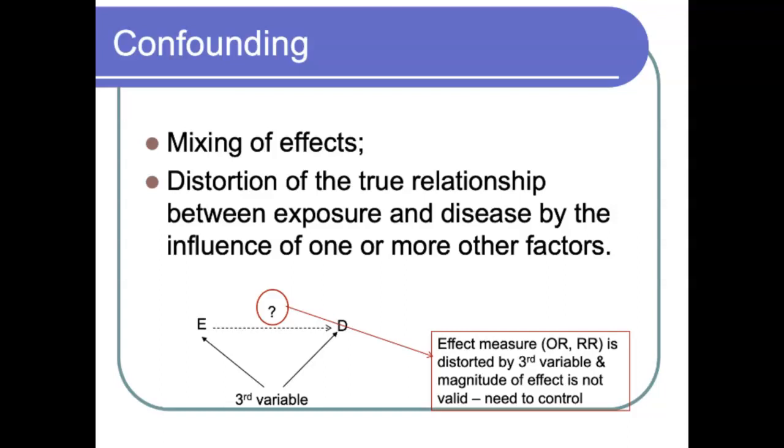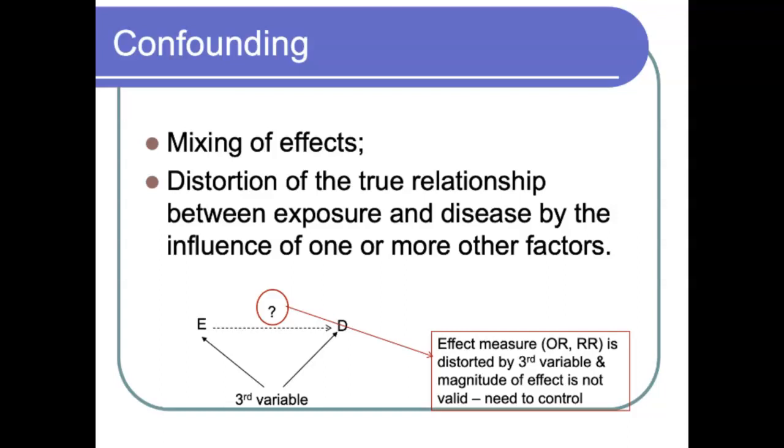Regardless of whatever relationship you're looking at, confounding is where we have this mixing of effects. Essentially, we have a third variable that is distorting the true relationship between our exposure and the disease that we're looking at. It is something that is present that's causing us to get a biased measure of effect. So we're getting a biased odds ratio, a biased relative risk because of the presence of that third variable.